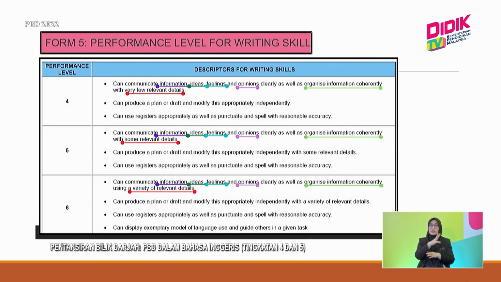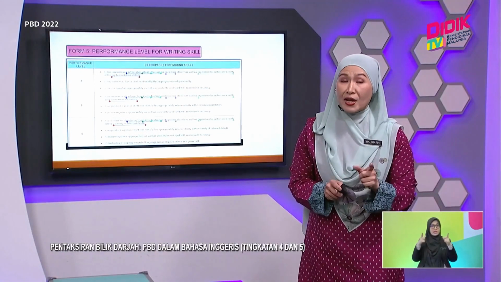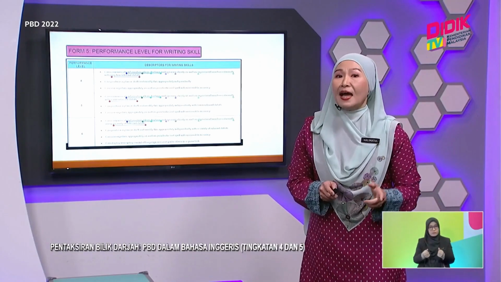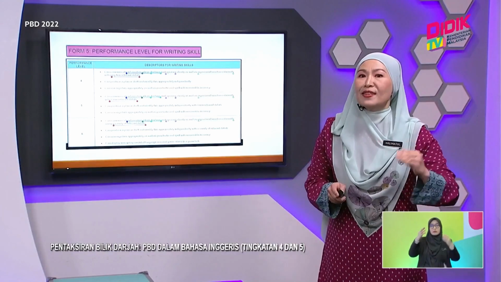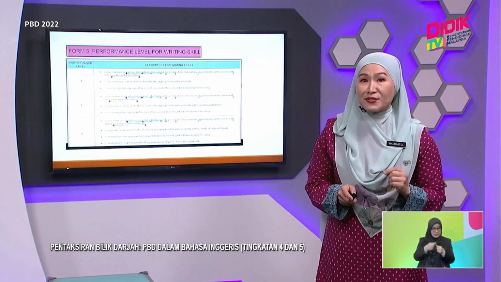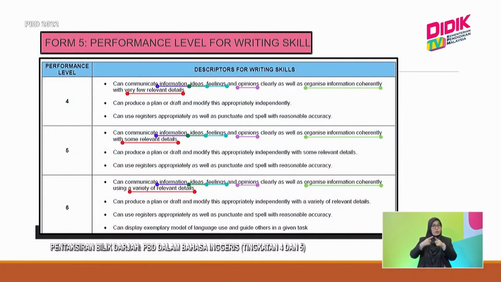Okay, so teachers, this is a reminder for you. If you want to award your child a TP6, he or she should be able to help their friends. Look at the last descriptor there. Okay. Guide others in a given task. Wow. All right. So it's sort of like a teacher helper.